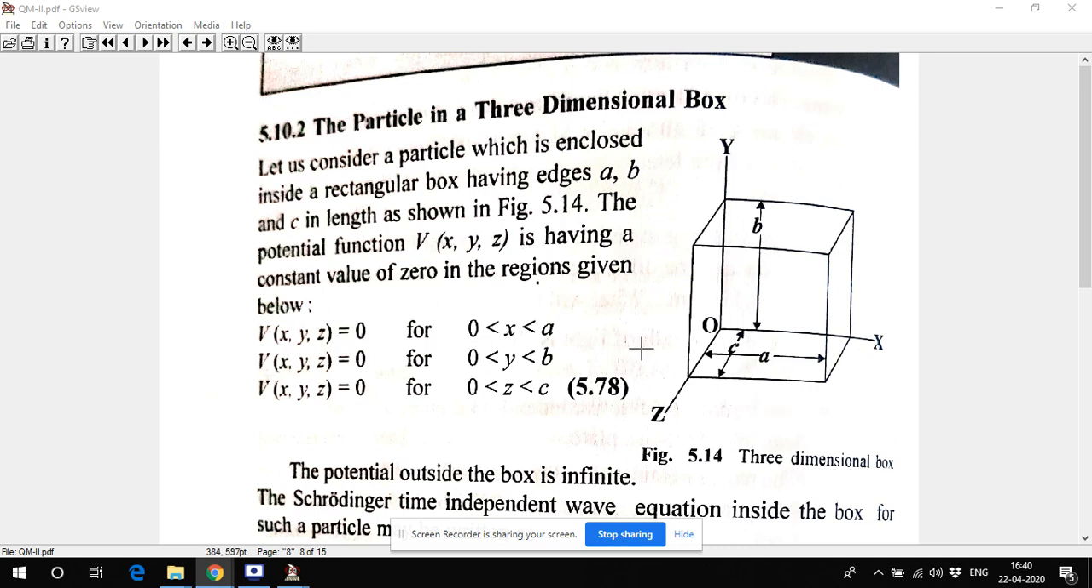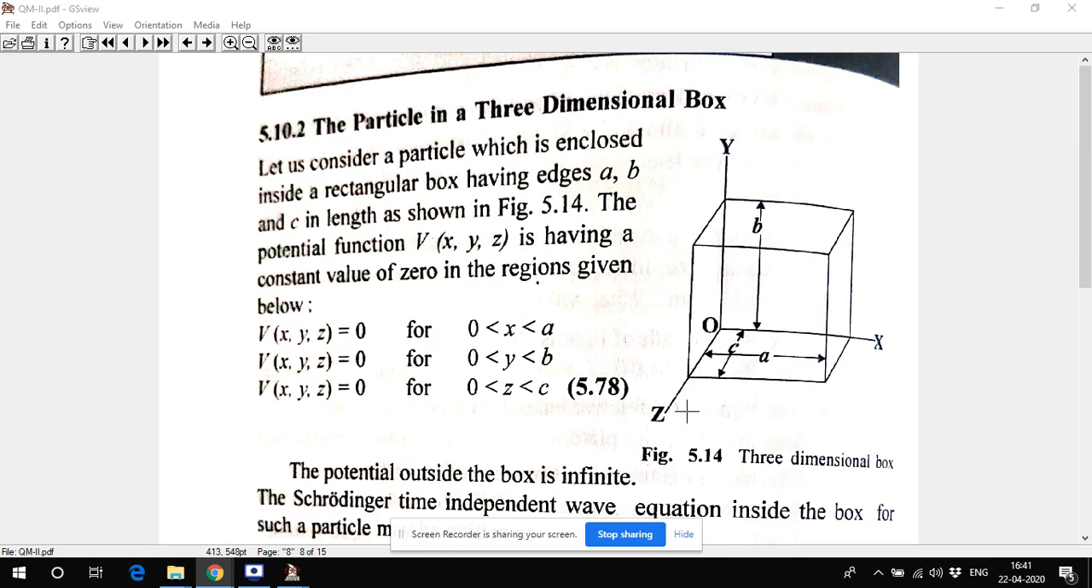Now this is the box. In the 1D box, we had taken only the x-axis. Now we have taken y and z. In the x-axis, if you remember, there was the boundary at x equal to 0 and x equal to a. There is again a boundary at x equal to 0 and x equal to a. But now since there are two more dimensions, we will have the boundary on the y, at y equal to 0 and y equal to b. Similarly towards z, z equal to 0 and z equal to c.